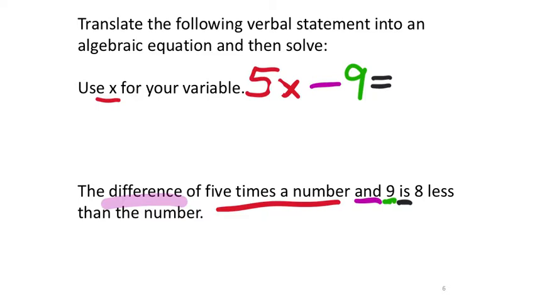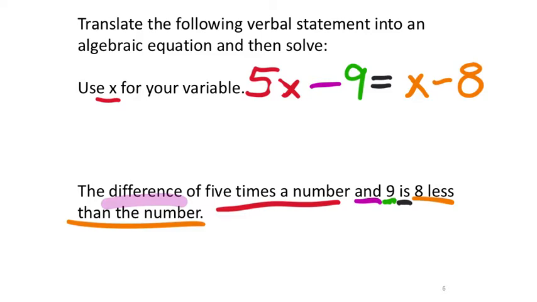You definitely wouldn't say negative $7, because you'd say, well, I had $10. 3 less than that would be $7, right? 7 would be the answer. This is 8 less than the number, so we have to take the number and do 8 less than that. So that's where you have to subtract 8, okay?